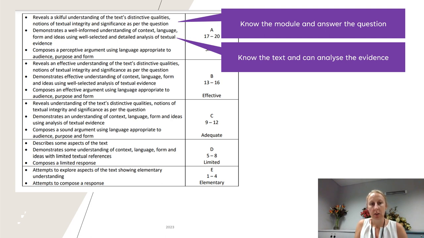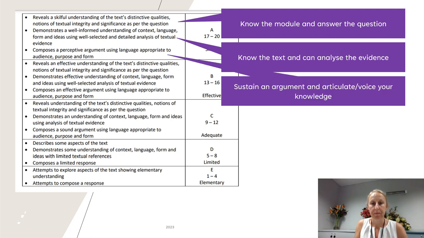So as it says here, we want to see that you can compose a perceptive argument using language that's appropriate to this form. So really what that's about is how well you can sustain an argument, otherwise known as a thesis, and how well you can articulate and voice your knowledge. And we know that in Module B, a lot of the emphasis in the marking centre is on that articulation and personal voice, ownership of your interpretation of the text.